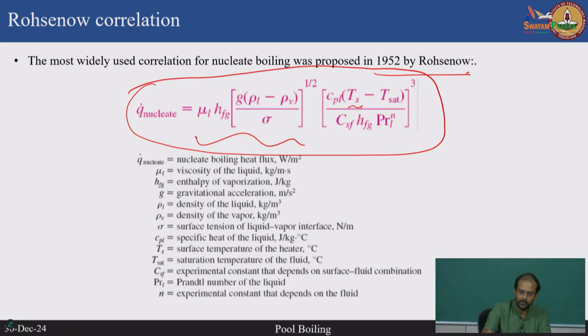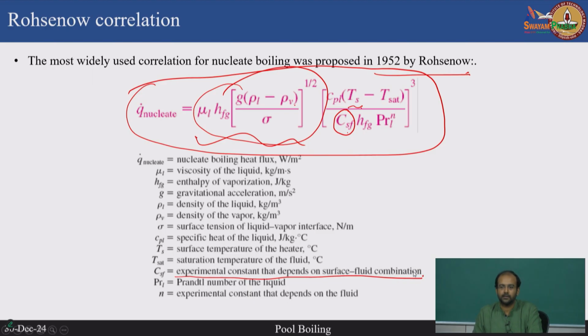These are all thermophysical properties of the fluid, like density of the liquid, density of the vapor, surface tension, the latent heat of vaporization, heat capacities and so on. There are a couple of constants. This is not the best correlation to describe nucleate boiling, because this is an empirical model, and you see there are a couple of coefficients doing the job of this empirical model, which is the CSF, an experimental constant that depends on the type of surface and the fluid that you are using, and this exponent n, which is an experimental constant that depends on the fluid.